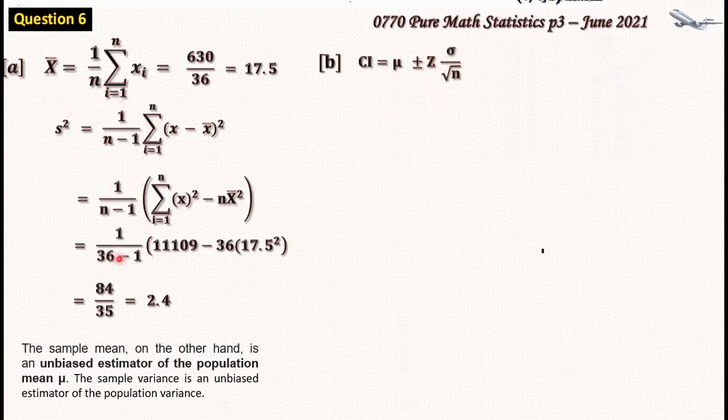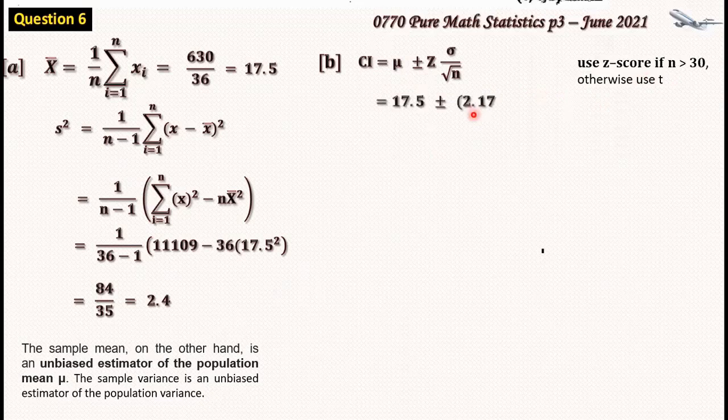What is the sample size? The sample size is 36, right? So the sample size of 36 is greater than 30. When the sample size is greater than 30, then we use the Z statistic. Otherwise, if it's less than 30, it's a small sample, so we are going to use the t statistic. So in this case, we use the Z statistic.